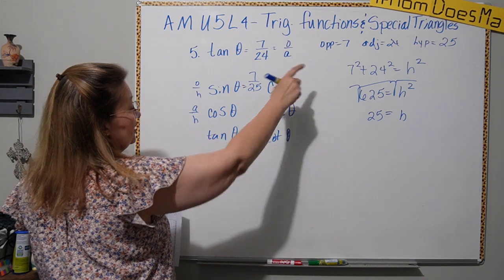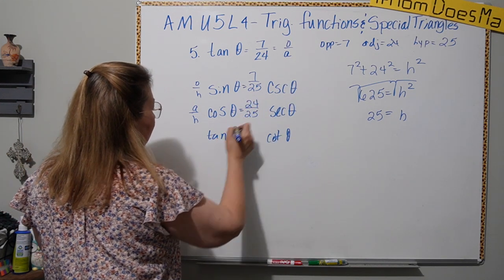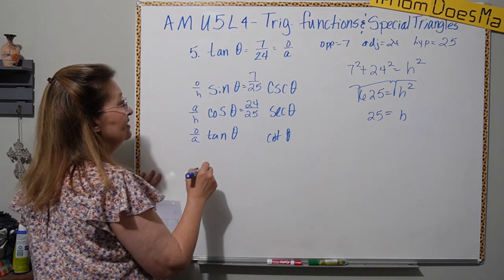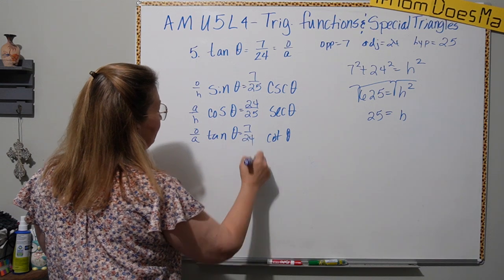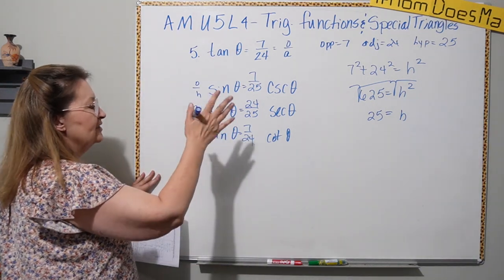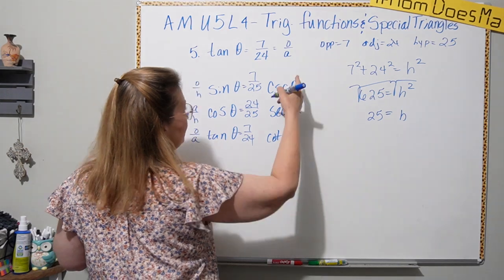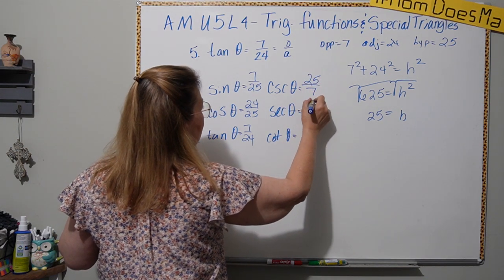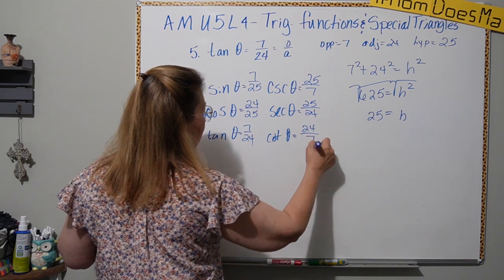So that's going to be 24 over 25. And your tangent is your opposite over your adjacent. So that's going to be 7 over 24. I don't have any radicals and nothing reduces, so let's just go ahead and use reciprocals to get these. So it's going to be 25 over 7, 25 over 24, and 24 over 7.